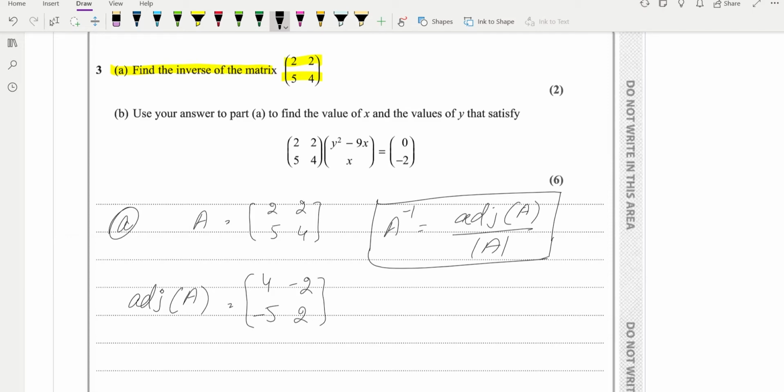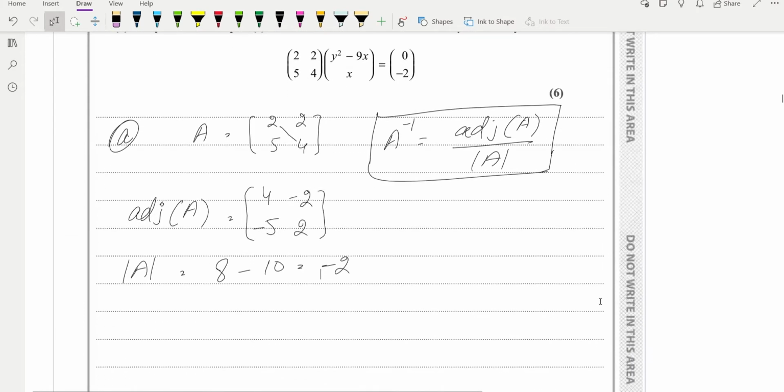Now this is the adjoint of A. Now we can find the modulus of A. It will be 4 multiplied by 2, which is 8, minus 5 multiplied by 2, which is 10. So this will be equal to minus 2. Now we got this, and we will replace these two values in the formula which we have already written. So A inverse is equal to the adjoint of A, which is 4, minus 5, minus 2 and 2, over the modulus of A, which is minus 1 by 2. So we can write here minus 1 by 2, and this will be the A inverse which we have found.